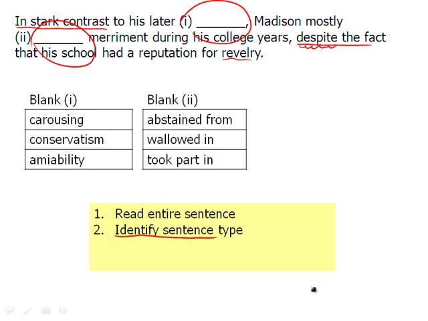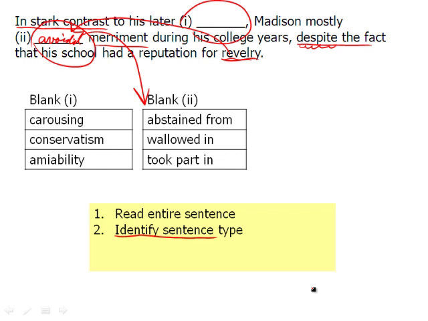But here we have that double contrast going on. And we can start from the end here where it says, despite the fact his school had a reputation for revelry, for fun. So even though everyone was having fun at college, Madison avoided merriment. In stark contrast to his later fun guy, this partying guy, he mostly avoided merriment. So notice we're still dealing with one blank at a time. I was able to come up with the word for the second blank first.